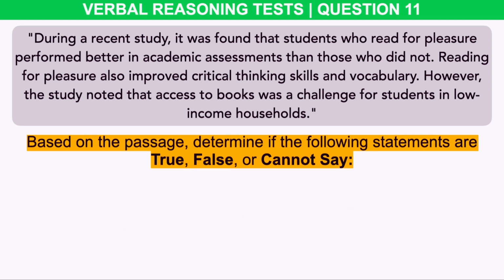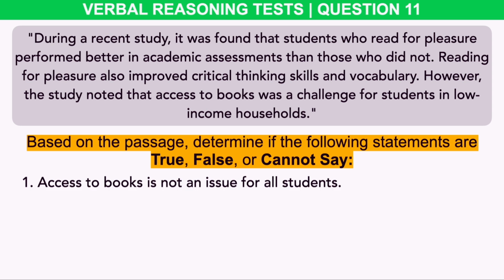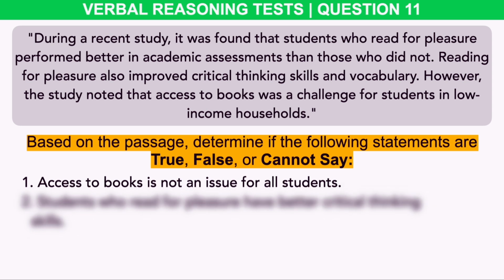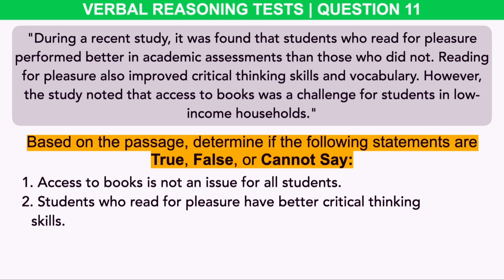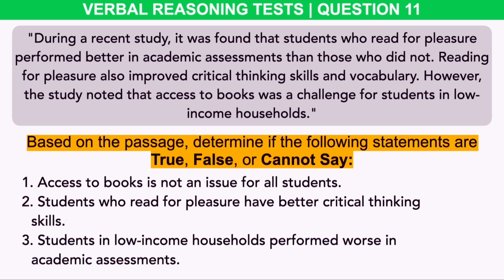Based on the passage, determine if the following statements are true, false, or cannot say. Statement number 1. Access to books is not an issue for all students. Statement number 2. Students who read for pleasure have better critical thinking skills. Statement number 3. Students in low-income households performed worse in academic assessment. Your 15 seconds starts now.